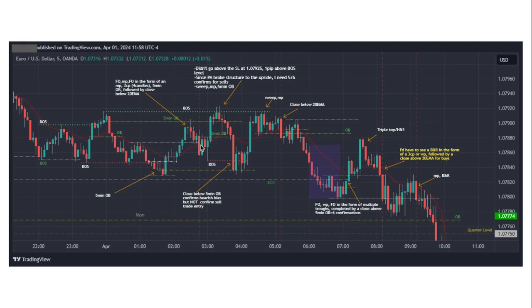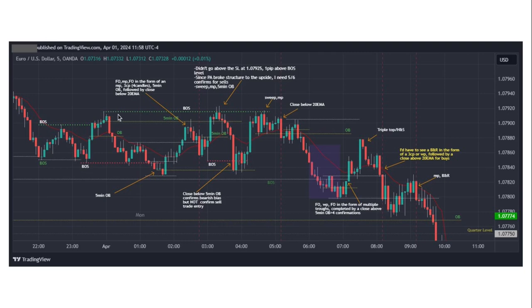So then for me to enter these sells, I need price to close below the 20 EMA. I really need price to close above or below the 20 EMA to confirm entries. Then we have price going up here, and then it eventually reaches take profit.